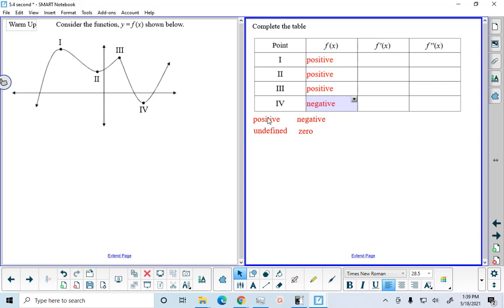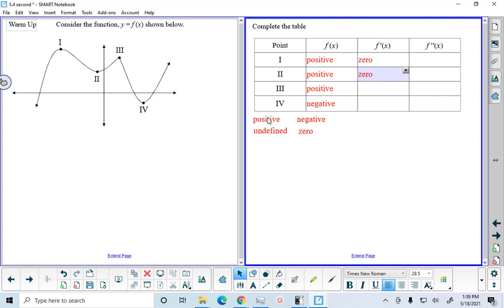So what do we know about the derivative at point 1? Well, the tangent at point 1 is 0. The tangent has a slope of 0 at point 1 because it's a maximum value and the derivative is defined there. When you take a look at point 2, the derivative at point 2 is also 0. It happens to be a minimum value and the derivative is defined there.